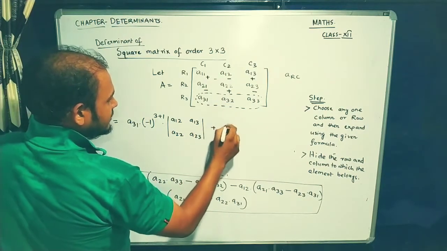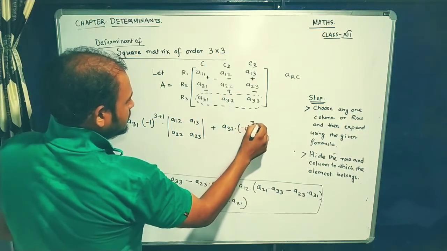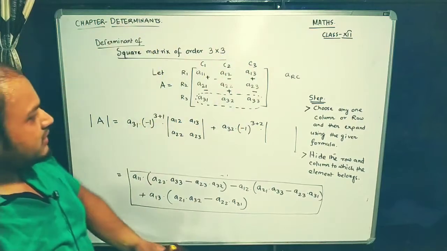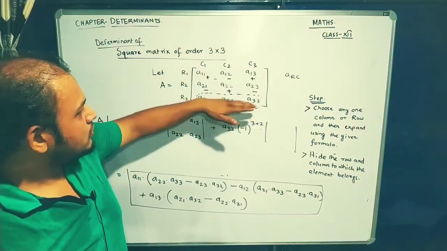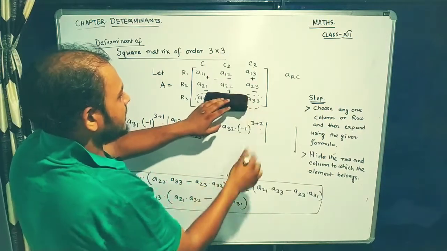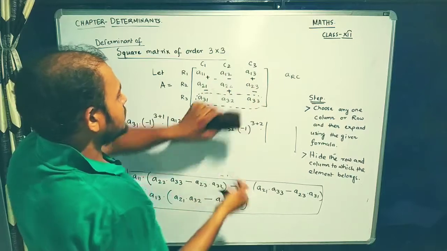Then plus A32, minus 1 to the power 3 plus 2, then determinant. Hide the row and column. A32 belongs to the third row, second column. So hide the third row and also hide the second column. Which numbers do you see? Do you see these 4 numbers? So place them here.